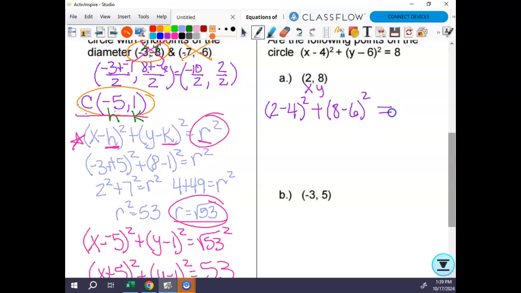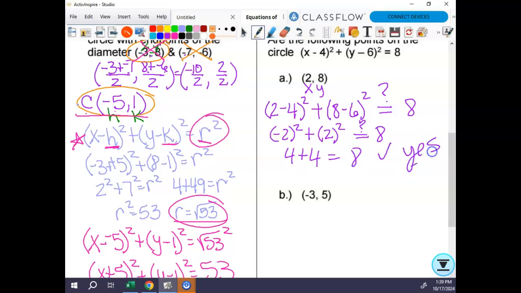And then we have equals 8, but what we're trying to figure out is, like, that's a question mark, by the way, does it really equal 8? If it does, it's a point on the circle. If it doesn't, then it's not, okay? So what's 2 minus 4? Negative 2. So negative 2 squared plus 2 squared, and does that equal 8? Well, what's negative 2 squared? 4. So this is 4 plus 4. Does that equal 8? Yes. So this is a yes. It's a point on the circle. Okay? See how easy that is?